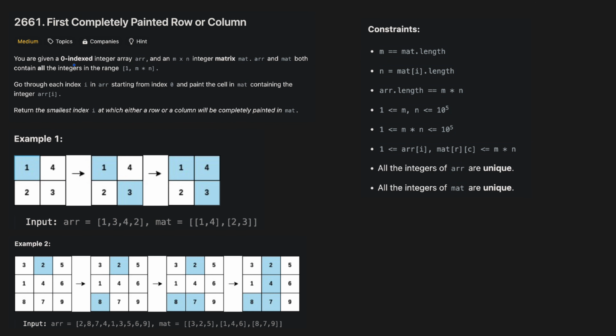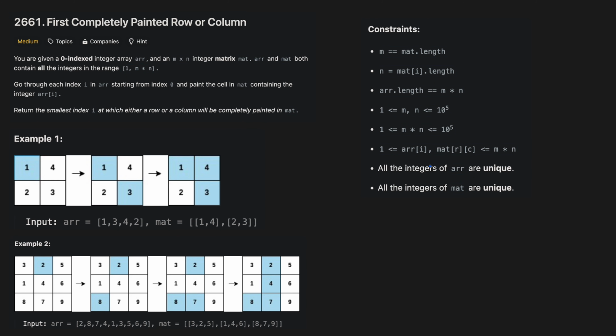In this problem, we are given a 0-indexed integer array arr and an m x n integer matrix mat. arr and mat both contain all the integers in the range 1 to m x n. We go through each index i in the array starting from index 0 and paint the cell in the matrix containing the integer arr[i]. And in the end, we return the smallest index i at which either a row or a column will be completely painted in the matrix.